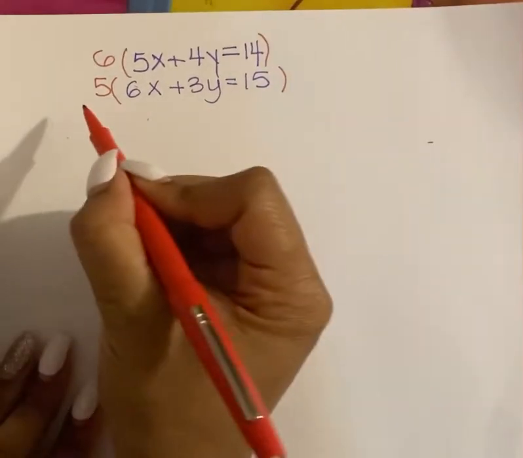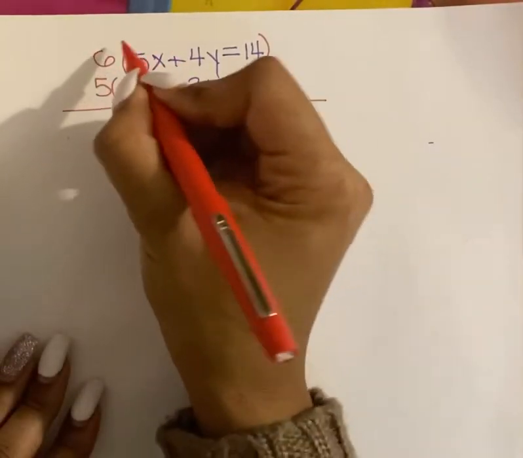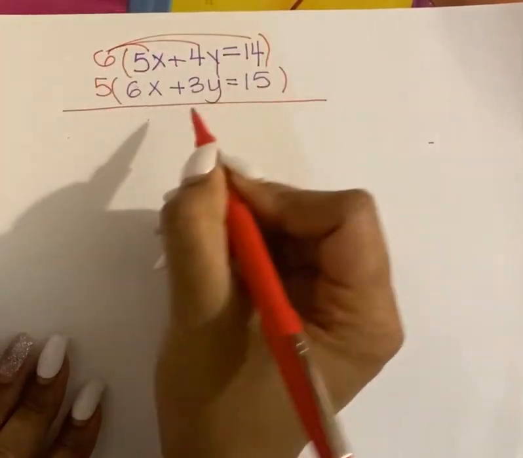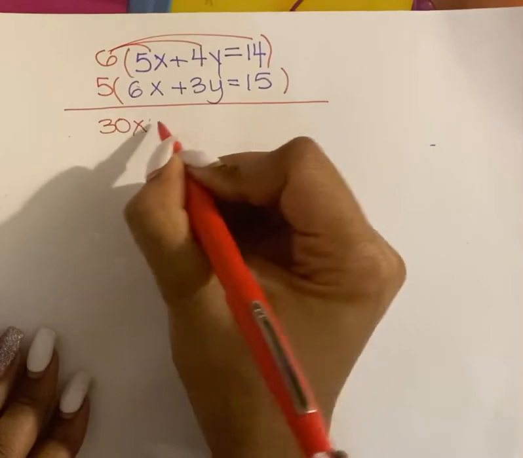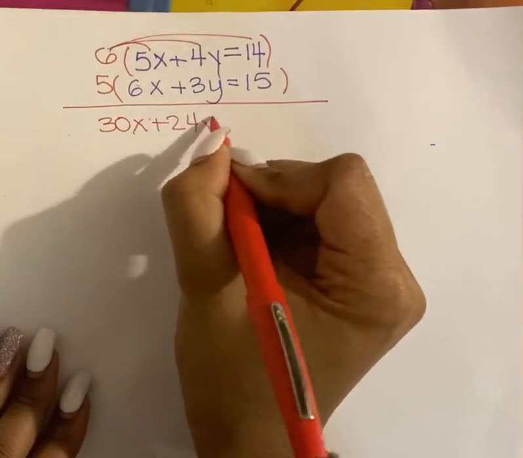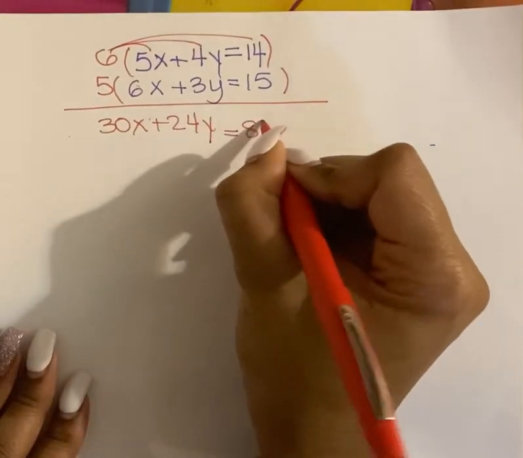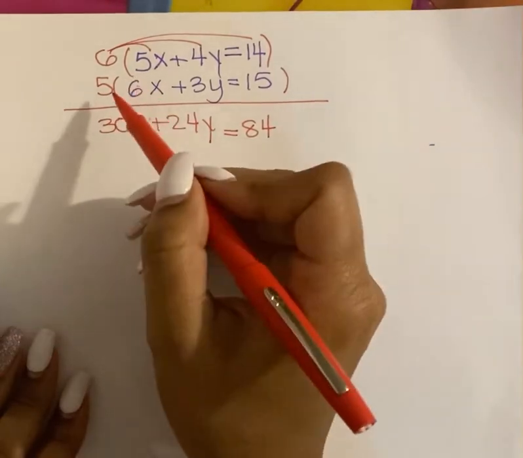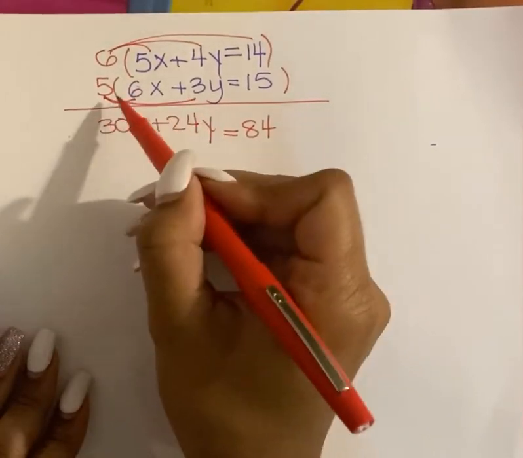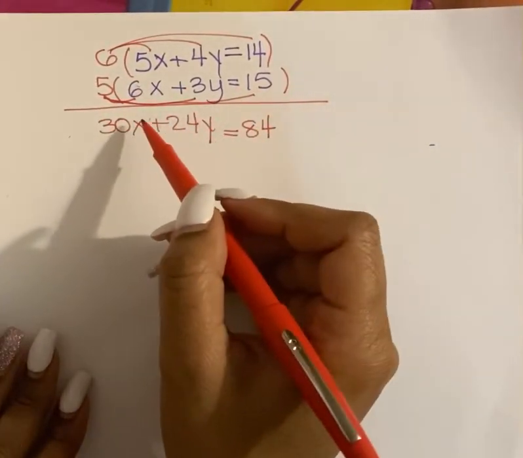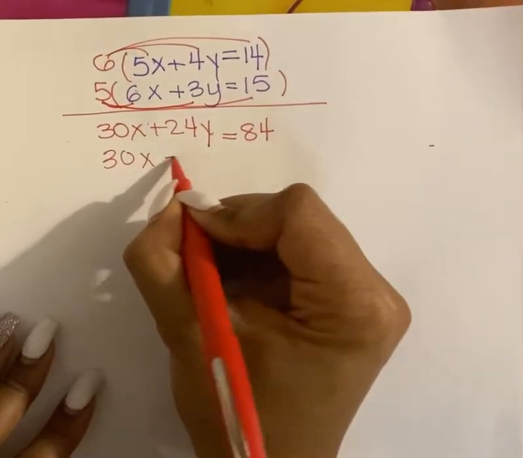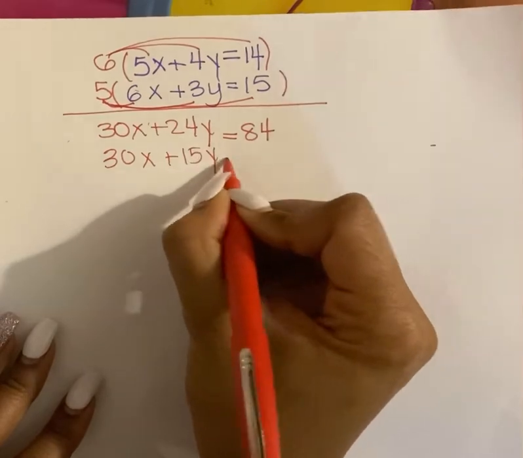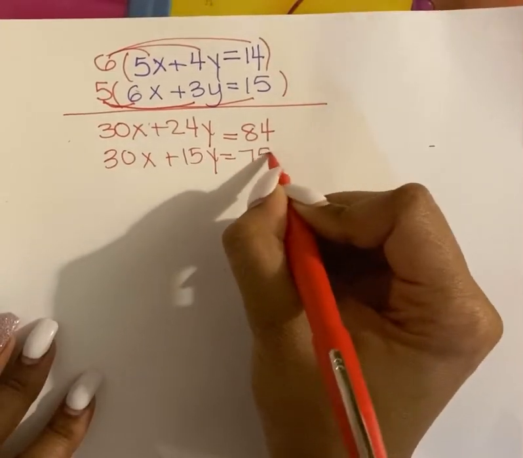Okay? And so what happens when I do that is I'm going to distribute that 6 to everything inside of my parentheses. So I'm going to get 30x plus 24y equals 84. And I'm going to do the same thing with the 5. I'm just going to distribute it to everything in that second equation, inside of those parentheses that I created. And I have 30x plus 15y equals 75.